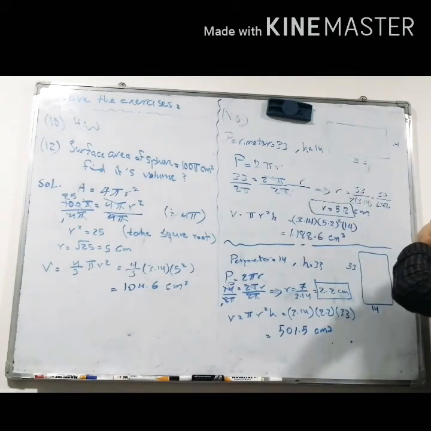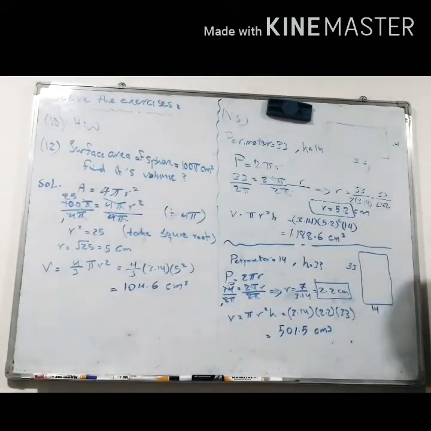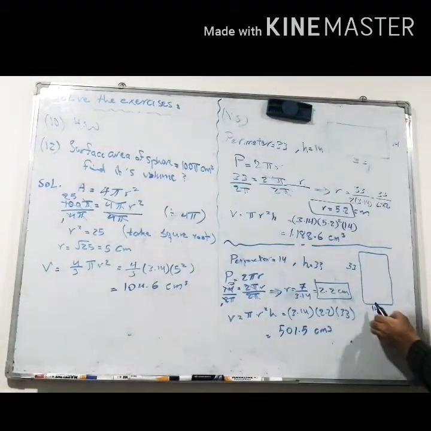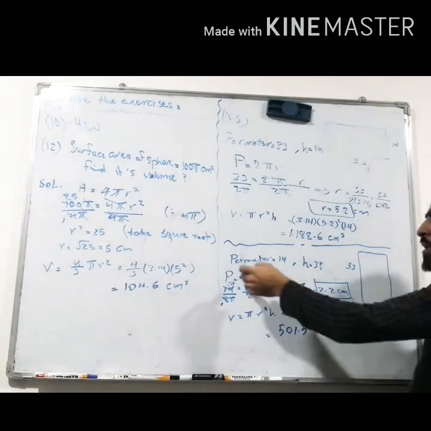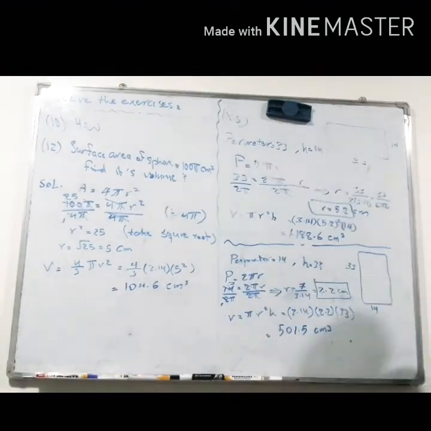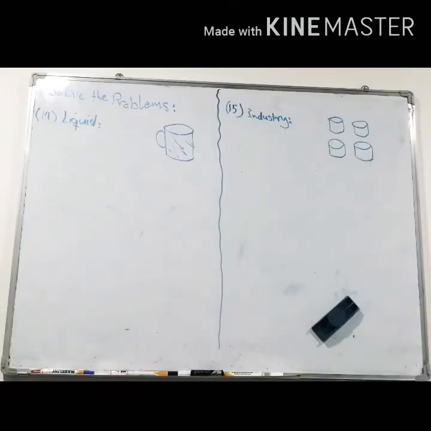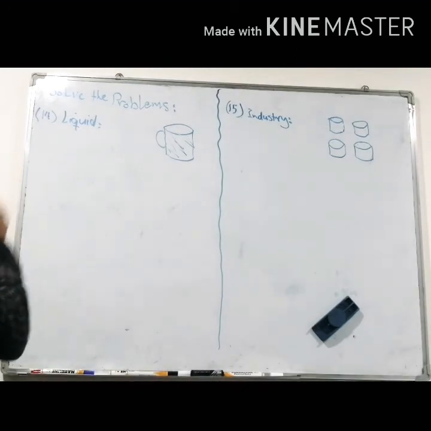In the same way, we will put the paper vertically, but here the width will be 14 instead of 33, but the height will be 33, and also using the same way the perimeter to find r, then use the r to find the volume. Now we will solve some of the problems which have a different idea from the previous questions.